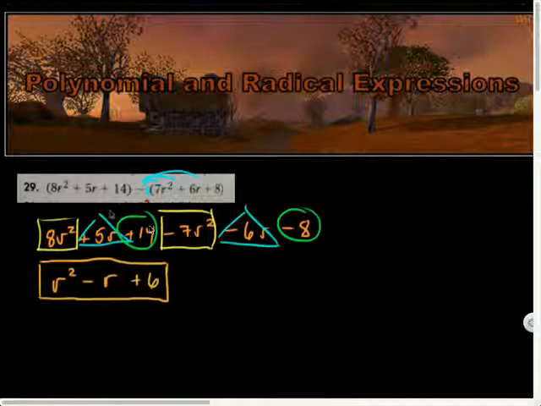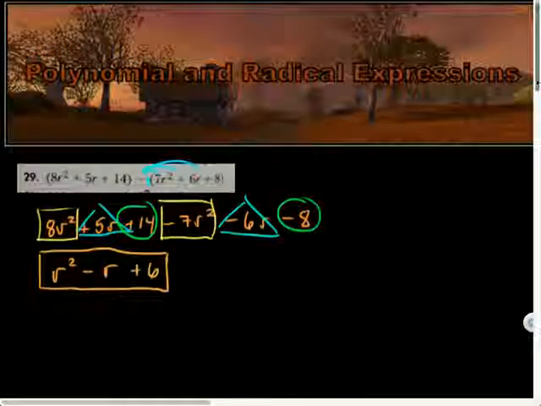And one of the things we do with polynomials is we write them in what's called standard form, where you go from highest exponent to lowest exponent. So r to the 2, 1, r to the 0. So highest to lowest. That's what we do.